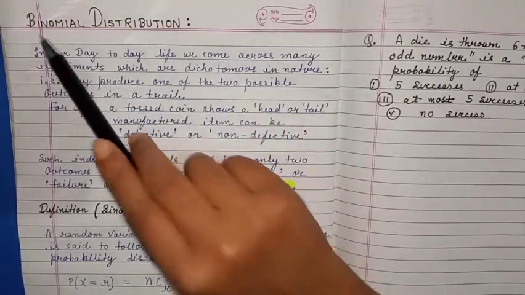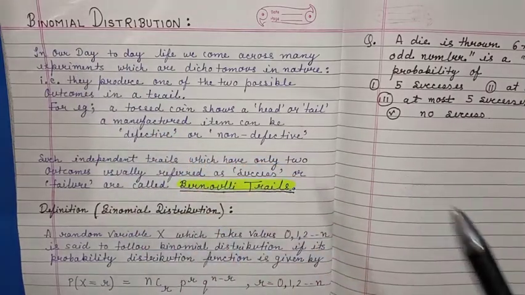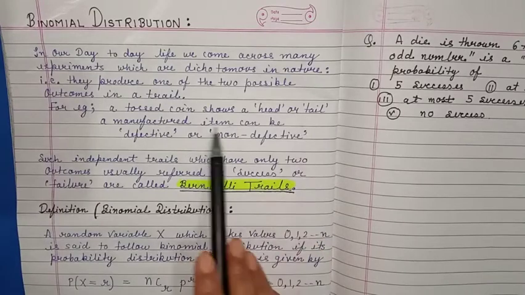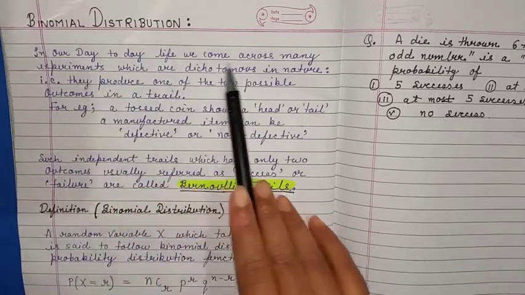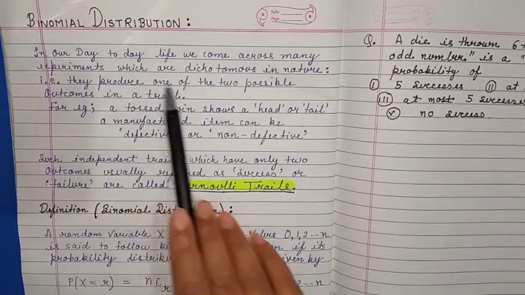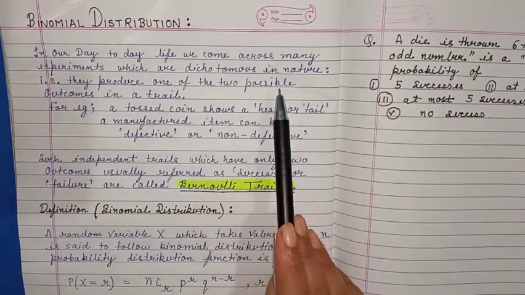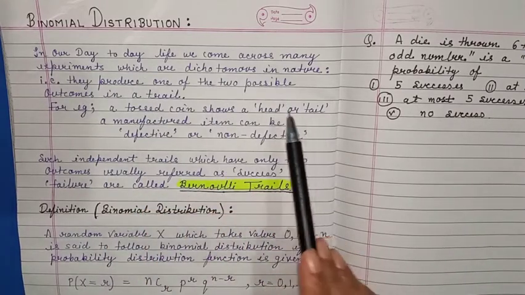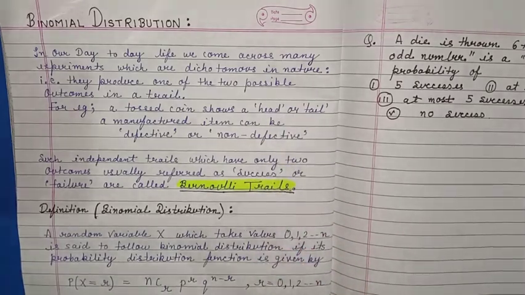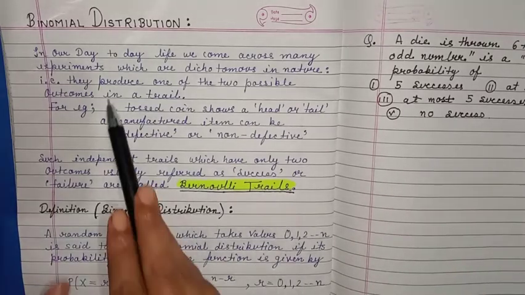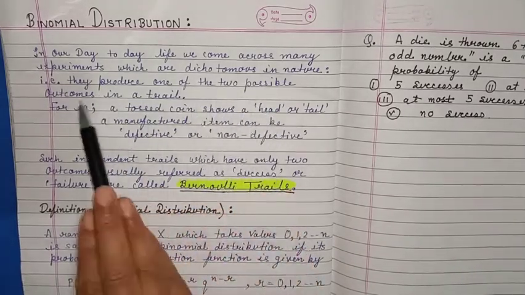As the name binomial distribution suggests, there will be two options: head or tail, defective or non-defective, success or failure, this type. In our day-to-day life, we come across many experiments which are dichotomous in nature. Dichotomous means whether it will happen or not happen. Only these two options are there, with no in-between options. They produce one of two possible outcomes in a trial.